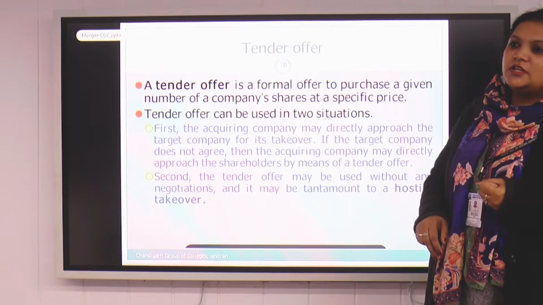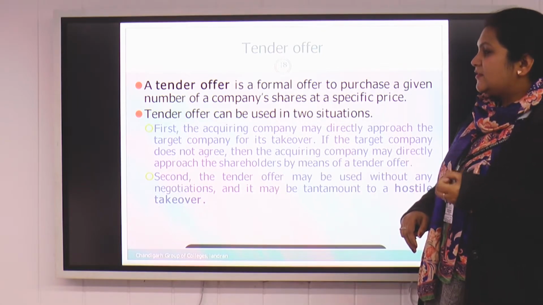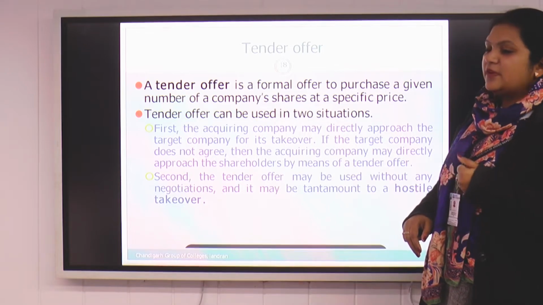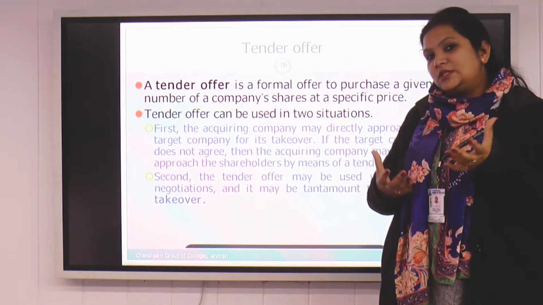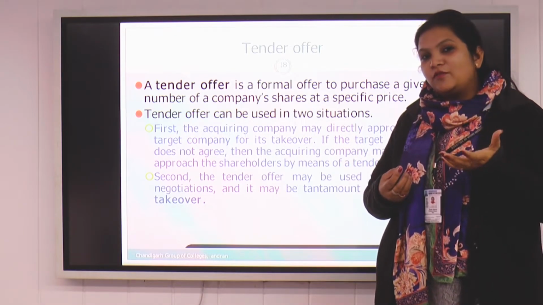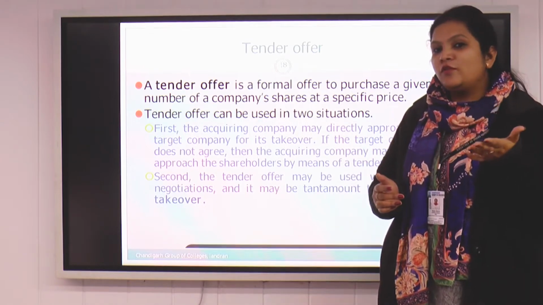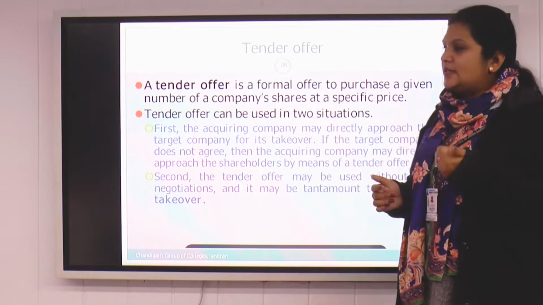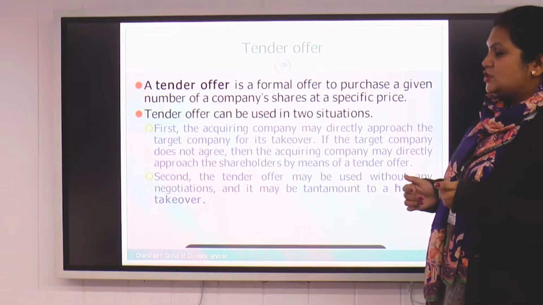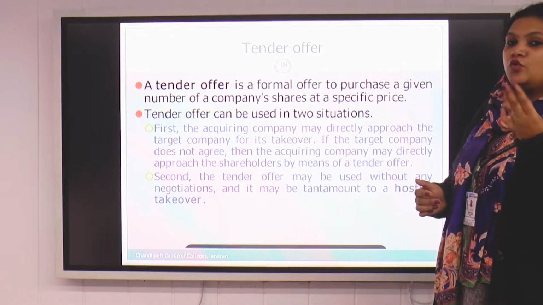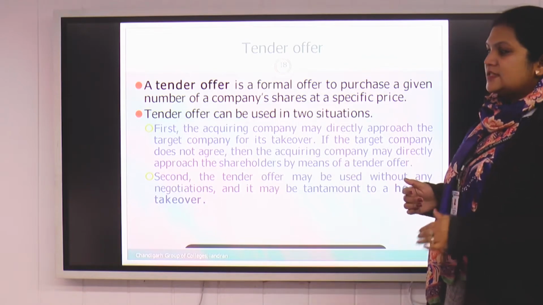The fifth terminology here is tender offer. Tender offer is a formal offer to purchase a given number of company shares at a specific price. For example, say our share is worth 100 rupees, but we give you an offer to buy it at 60 rupees. That is a tender offer. For example, I am giving you the offer to buy 1000 shares of my company at 60 rupees each. Now that's a tender offer.